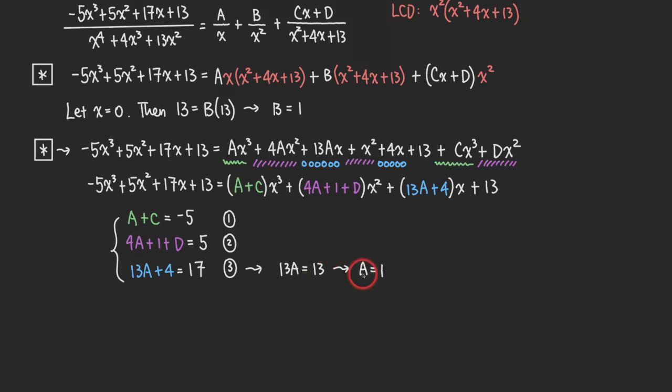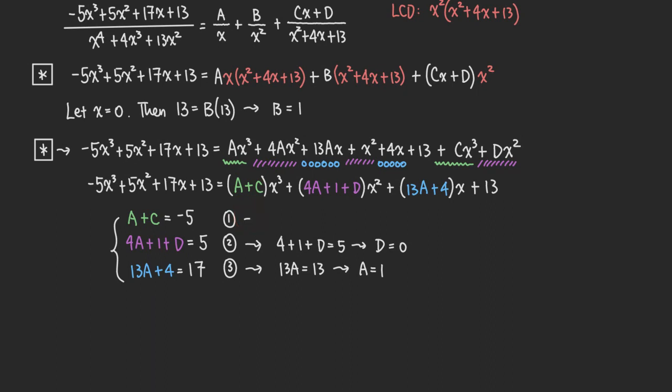Now, once you figure out the a, you can plug it back into the first one and the second one and figure out the answers for them, right? So you can plug it back into the 2. Then you're going to get 4 plus 1 plus d is equal to 5. And so that gives you that d is equal to 0, okay? Because that's already 5. Subtract 5 from both sides, you get d equals 0.